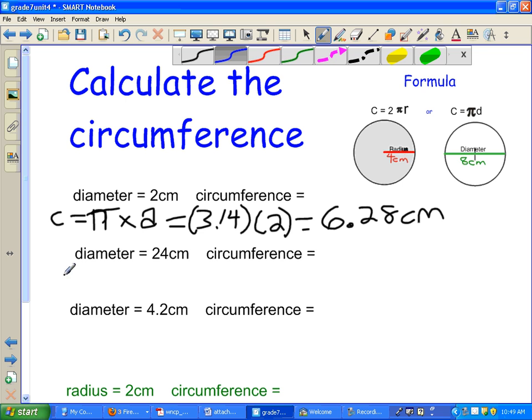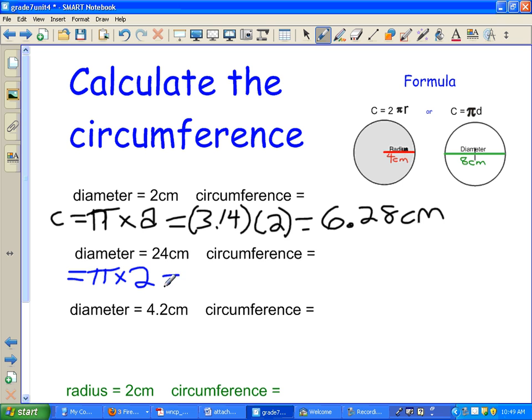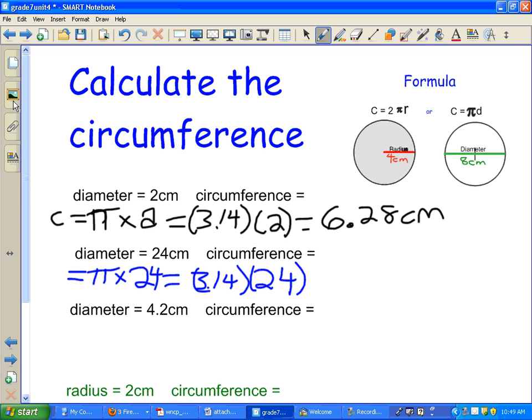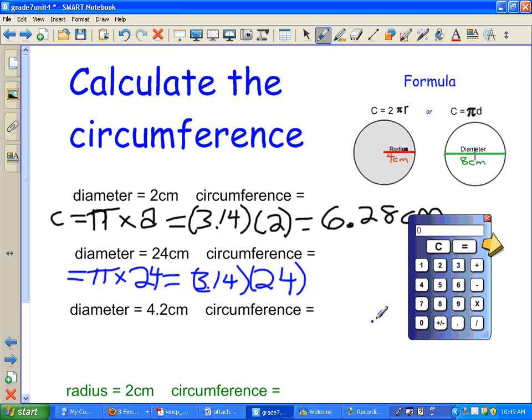Now let's take this one. Remember, our formula is going to be pi times the diameter. So we know what pi is. Not times 2, times 24 in this case. So if pi is 3.14 times 24, when you calculate that, I'll bring another calculator out to make it a little bit easier. So let's take 3.14, multiply that by 24, and the answer is 75.36.